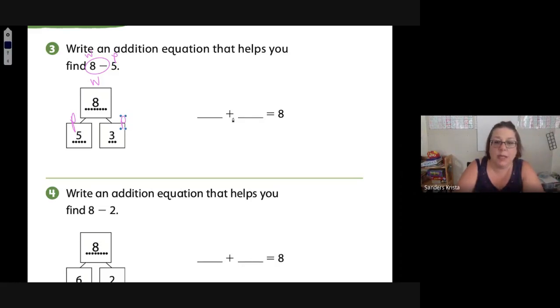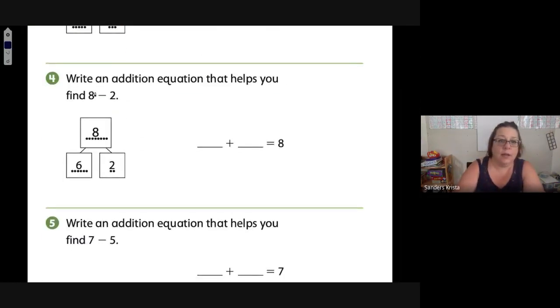There's my plus symbol. Everything around it has to be my part. Then this has to be the whole. Okay? 8 minus. That means it's a whole minus a part, right? 8 is my whole. 6 is my part. 2 is my part. Here's a plus symbol. Everything around the plus symbol has to be a part. A part plus a part equals the whole.